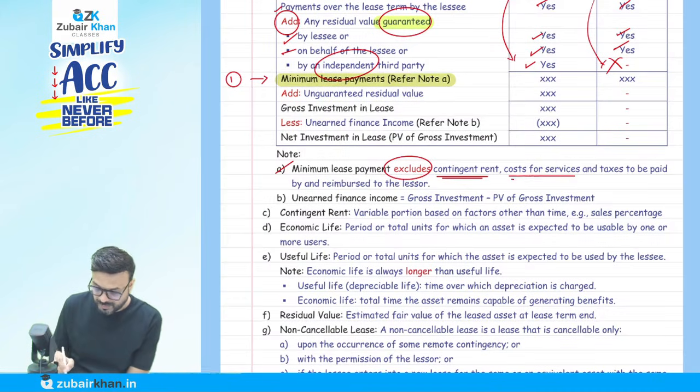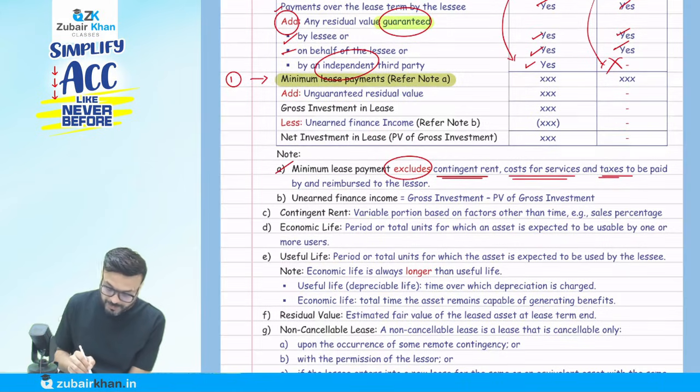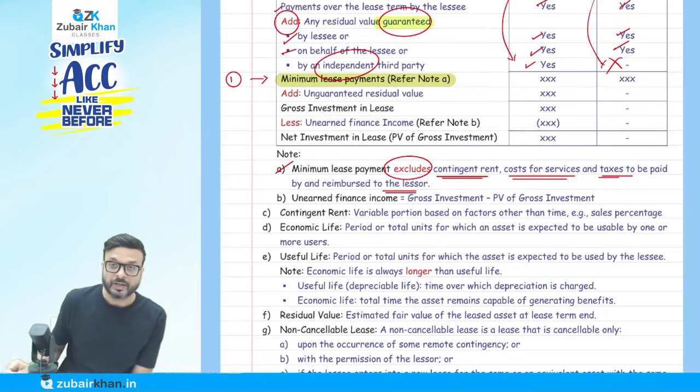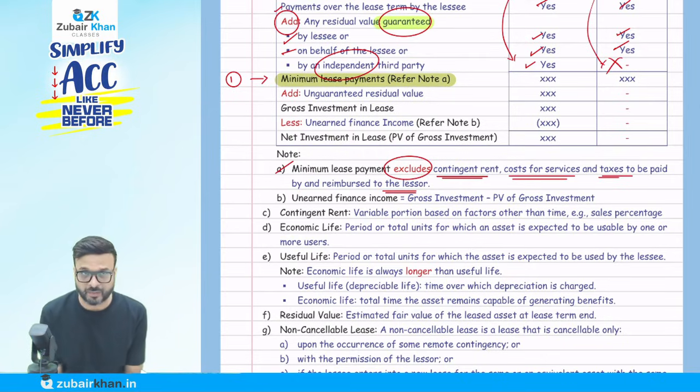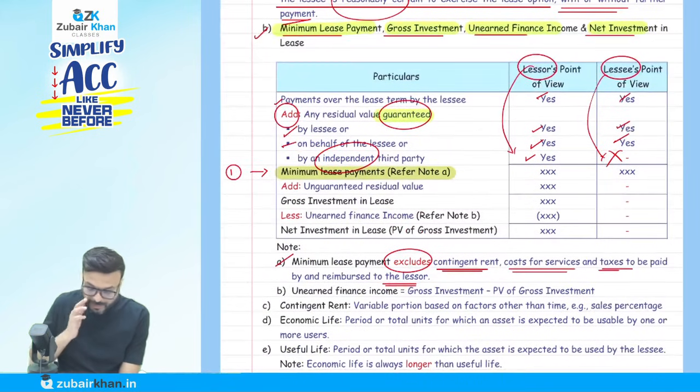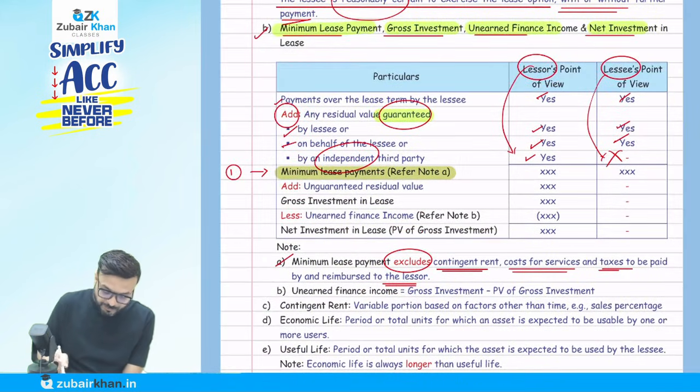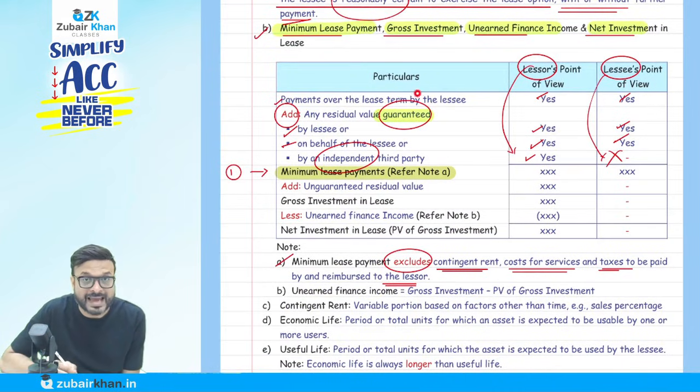The cost of services or taxes, if it is to be paid by or reimbursed to the lessor. So they say taxes, cost for service like annual maintenance charges, or contingent rent, for example, 1% of sales, are not a part of the minimum lease payment. So we discussed what is meant by minimum lease payment. Now understand this: in the minimum lease payment, we talk only about the guaranteed residual value.